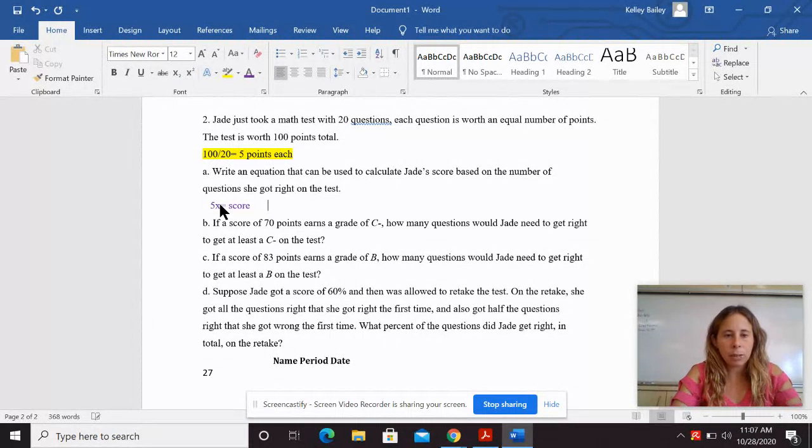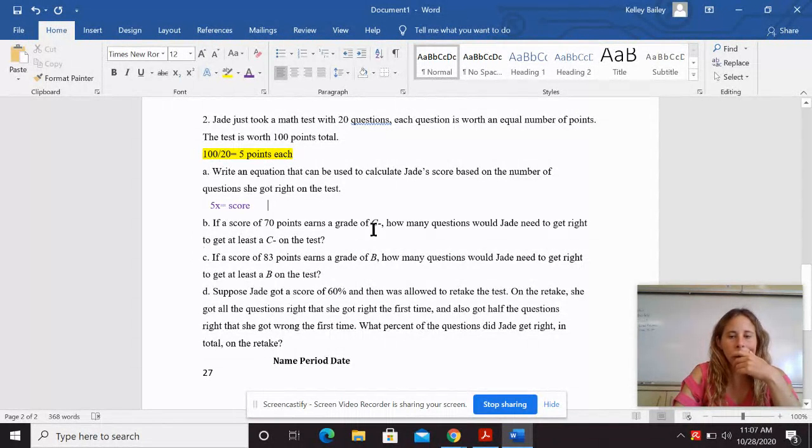So for instance, say there are 20 questions and she got 12 right. Then I'll go 5 times 12 equals 60, she got 60 points on the test, right? If she got 20 right, then it would be 5 times 20 equals 100. She got 100 points on the test. So 5 times the number of questions she got right equals a score.